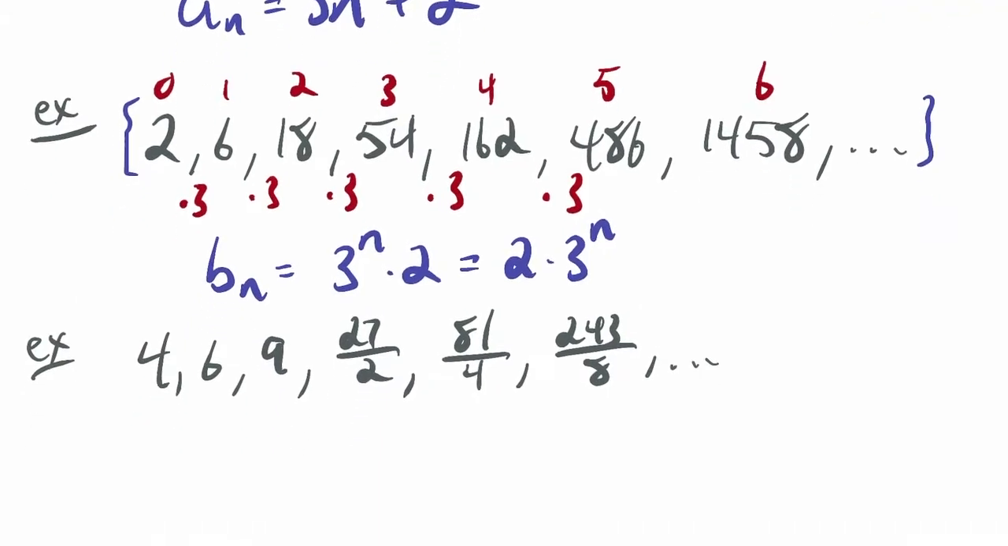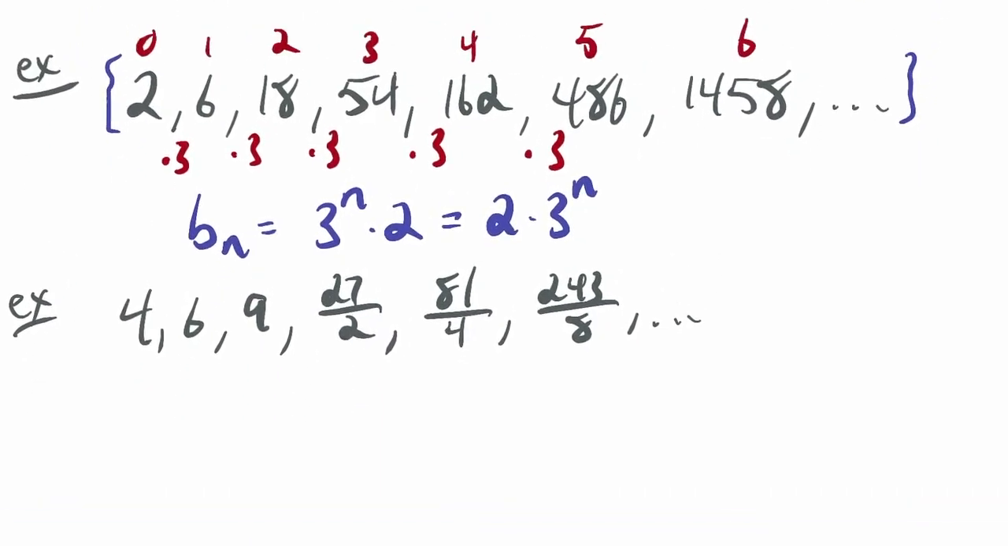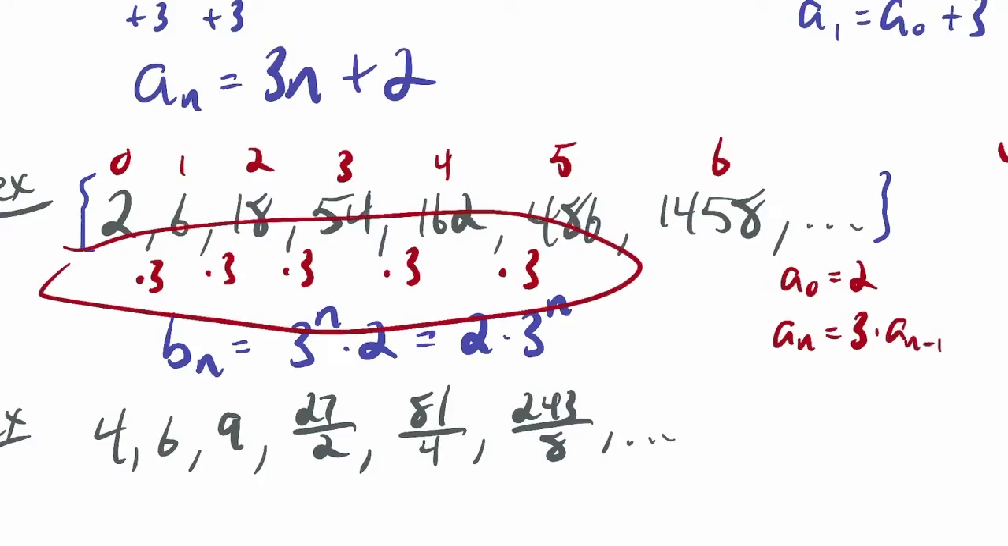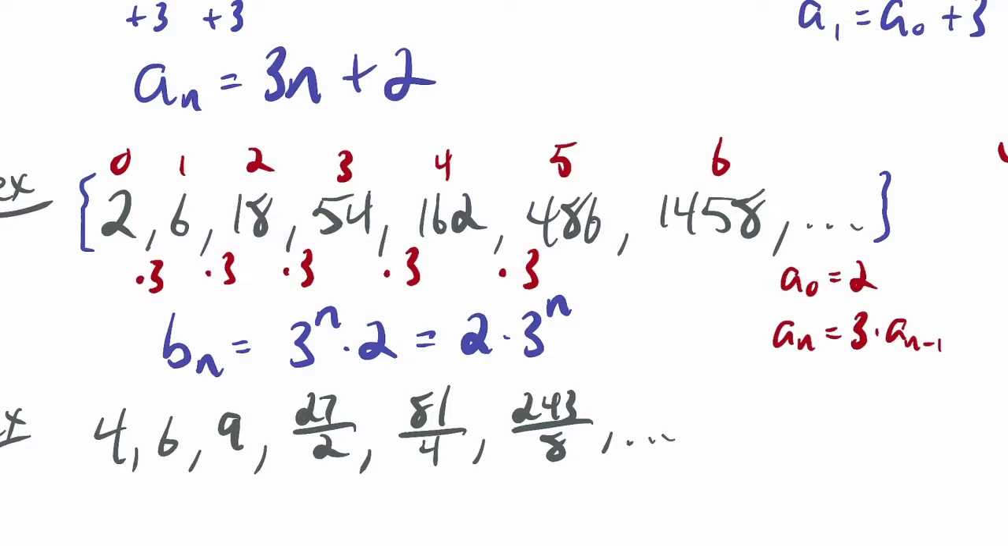Okay. How about this one? Oh, and also, this one we could write recursively as well. I could say a0 equals 2, and then an equals 3 times an minus 1, 3 times the previous number. That's the pattern we saw. As I said before, some sequences will have both a recursive version and what's called a closed form version. Some will have only one or the other. Some will have both.